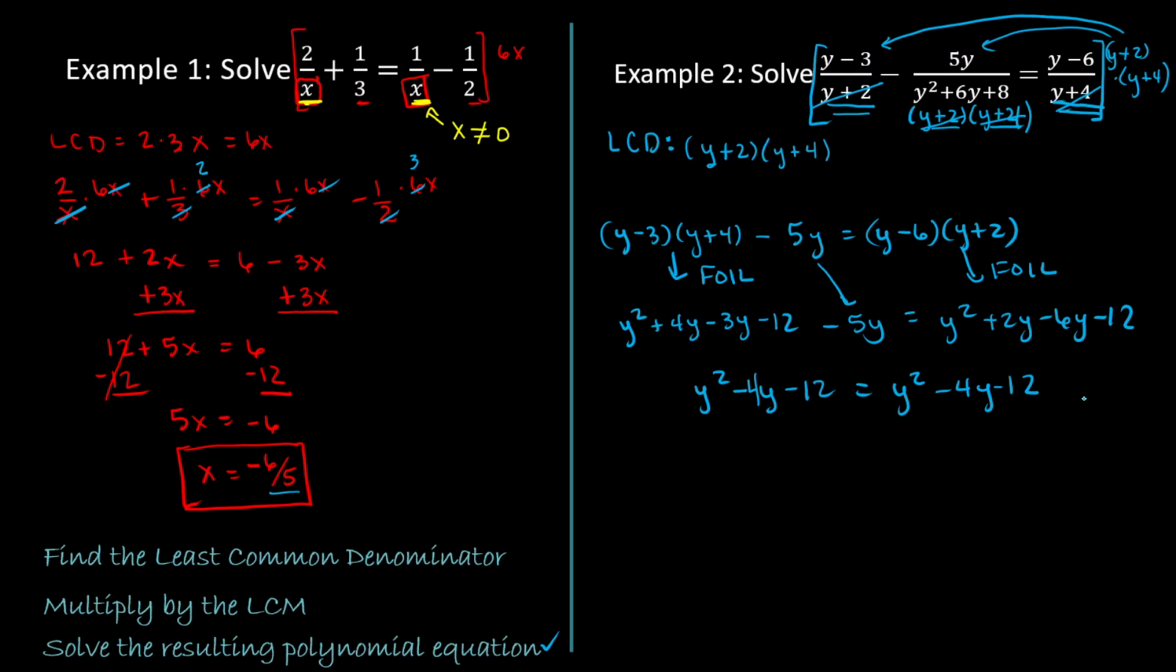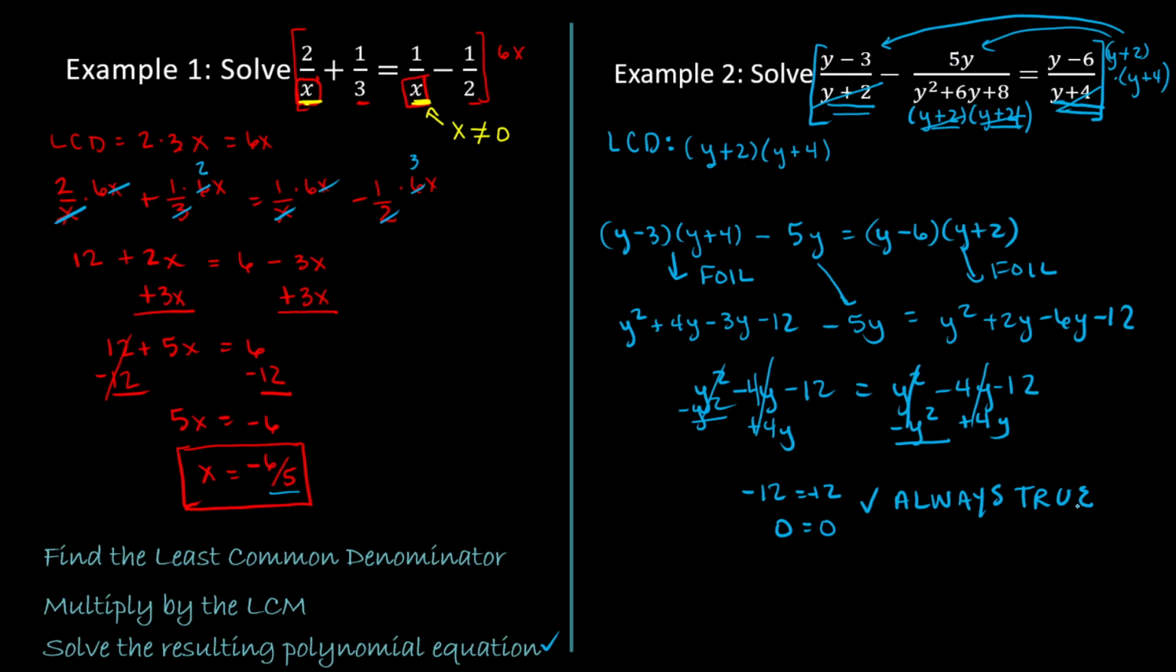Now notice these look exactly alike. So what's going to happen when I try to finish solving this, the y squareds are going to cancel each other out. I'm going to try to add the 4y to the other side. Well, they're going to cancel each other out. And I end up with negative 12 equals negative 12, which I could even reduce further to 0 equals 0. And so this is always true.